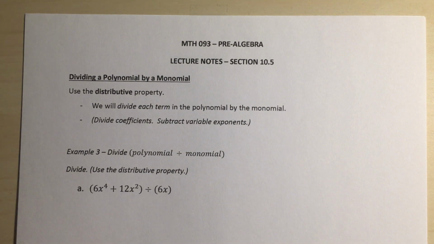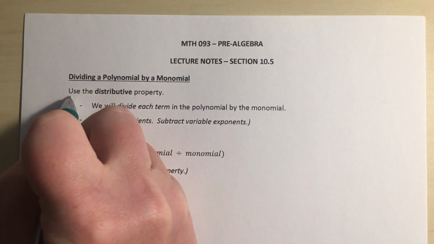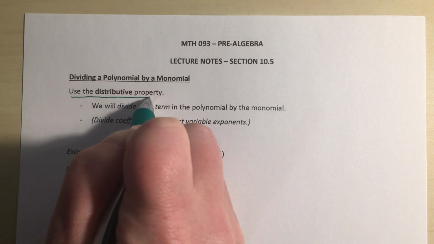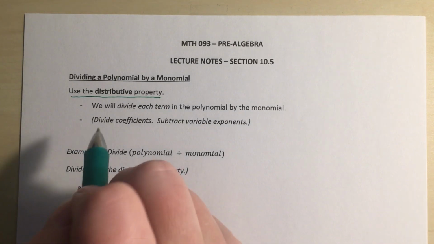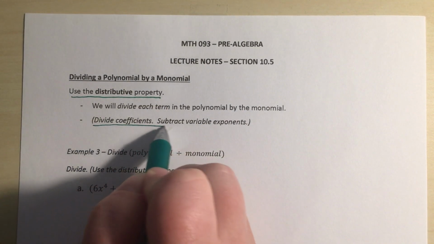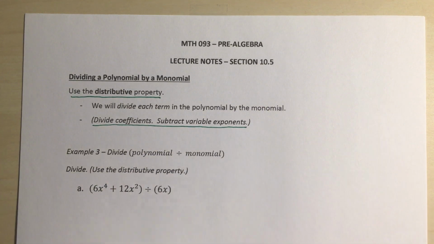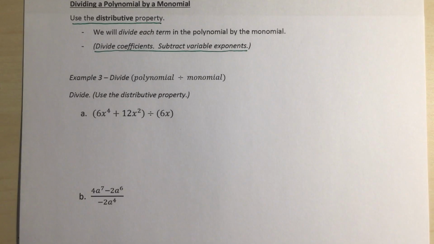Alright, so we're going to finish up our last section, section 10.5, by dividing a polynomial by a monomial. Again, like we did with multiplication, we're thinking about using our distributive property. So we're going to divide each term in our polynomial by the monomial. As we're doing our division, again, we are dividing our coefficients and subtracting our variable exponents.